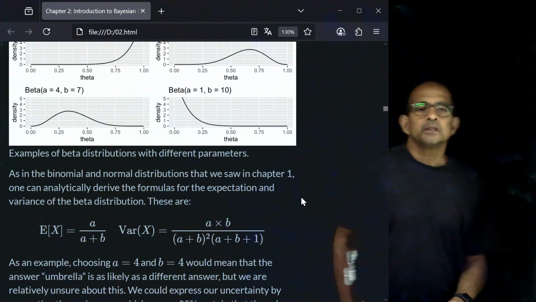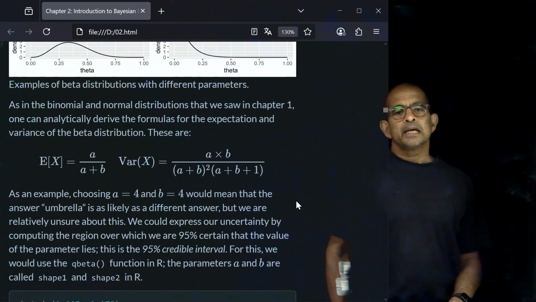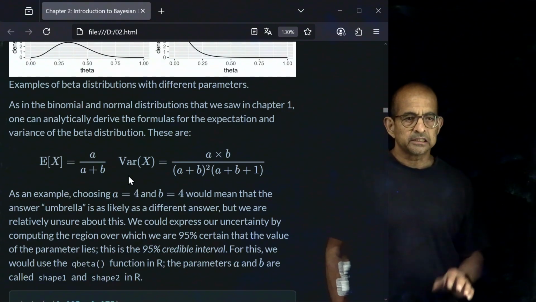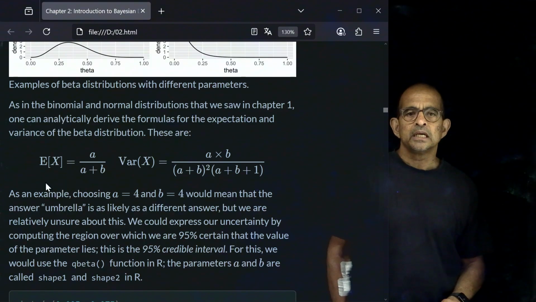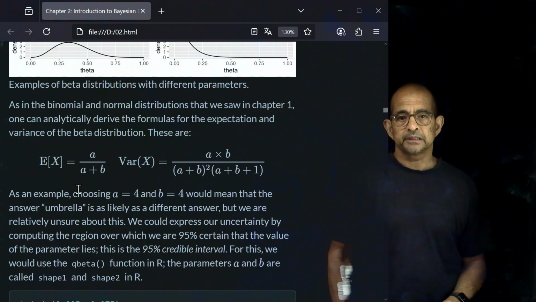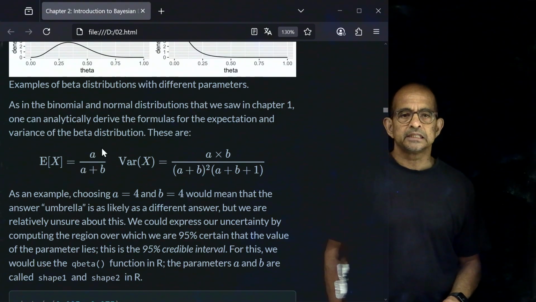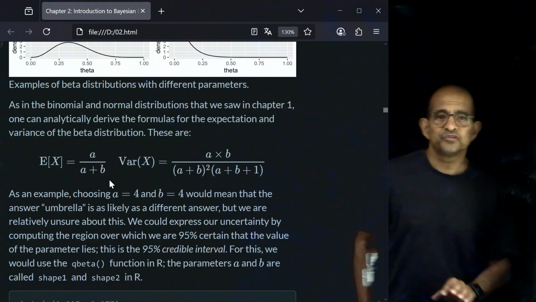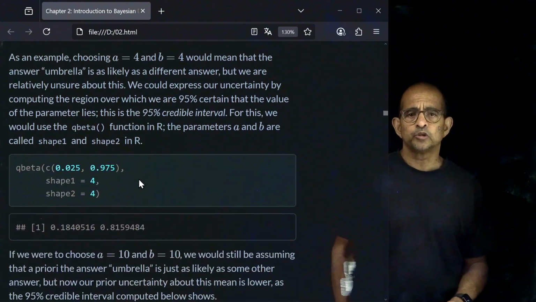Right, so the beta distribution has defined for it the expectation and variance. These are all analytical results that one can derive, and the expectation and variance are in terms of the A and B parameters, right? So you can see intuitively that this expectation makes a lot of sense because it's the number of successes divided by the number of trials, which is the maximum likelihood estimate for the theta parameter in the binomial distribution.